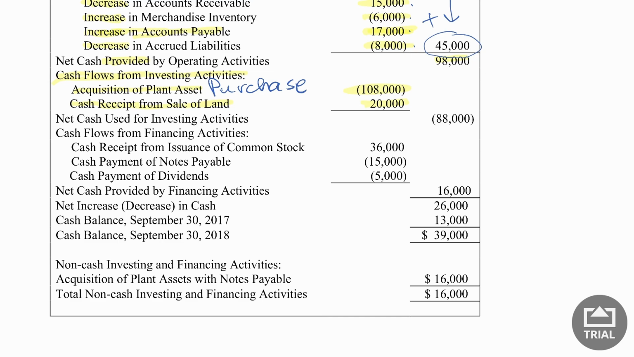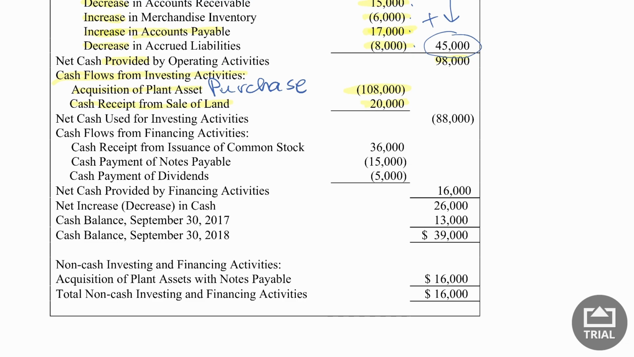If I read my next data, it has to do with stock, well, that's not investing activity. Notes payable, that's not investing activity. Payment of dividends, that's not investing activities. So I don't see anything else in problem 21 that has to do with investing activities. So I'm done with that section.